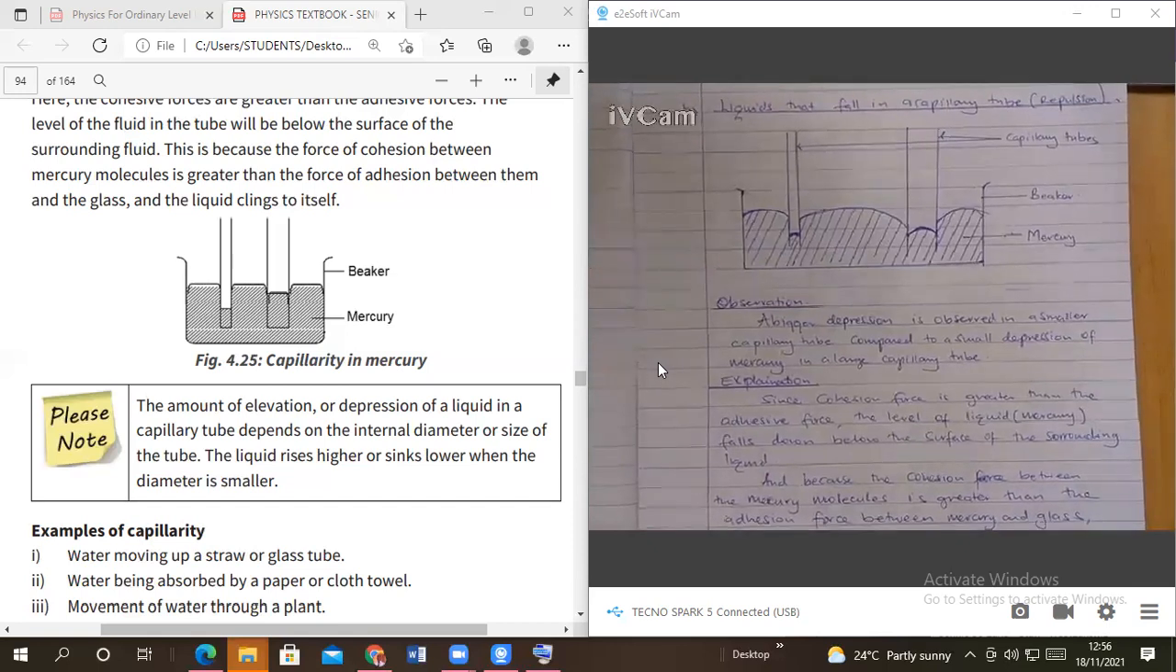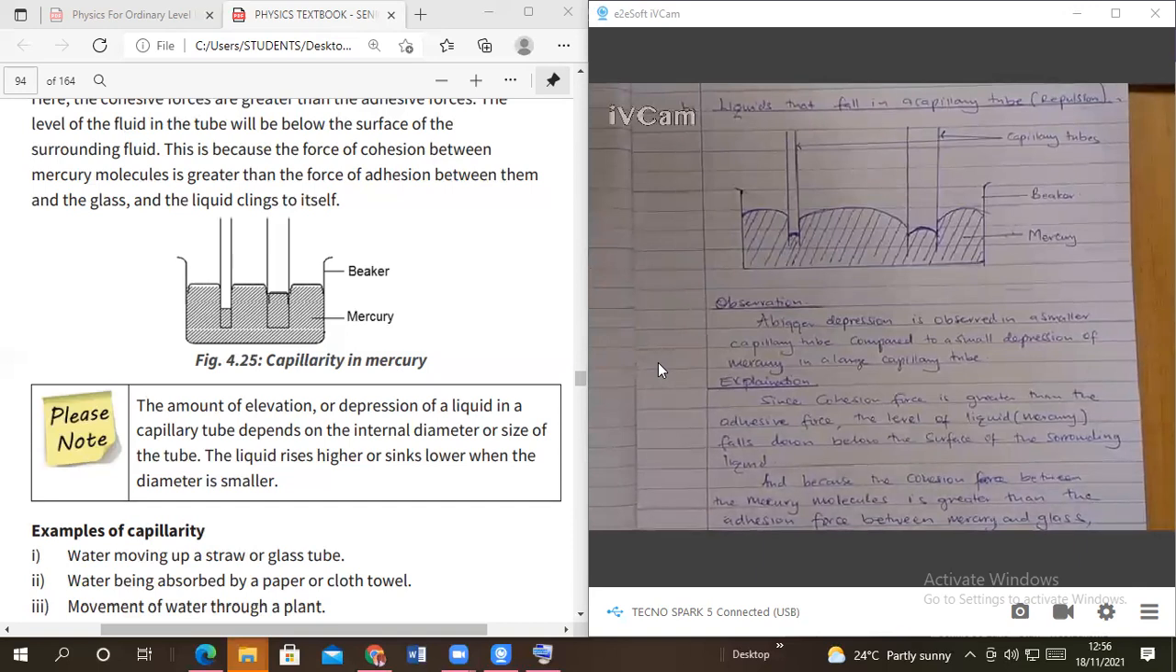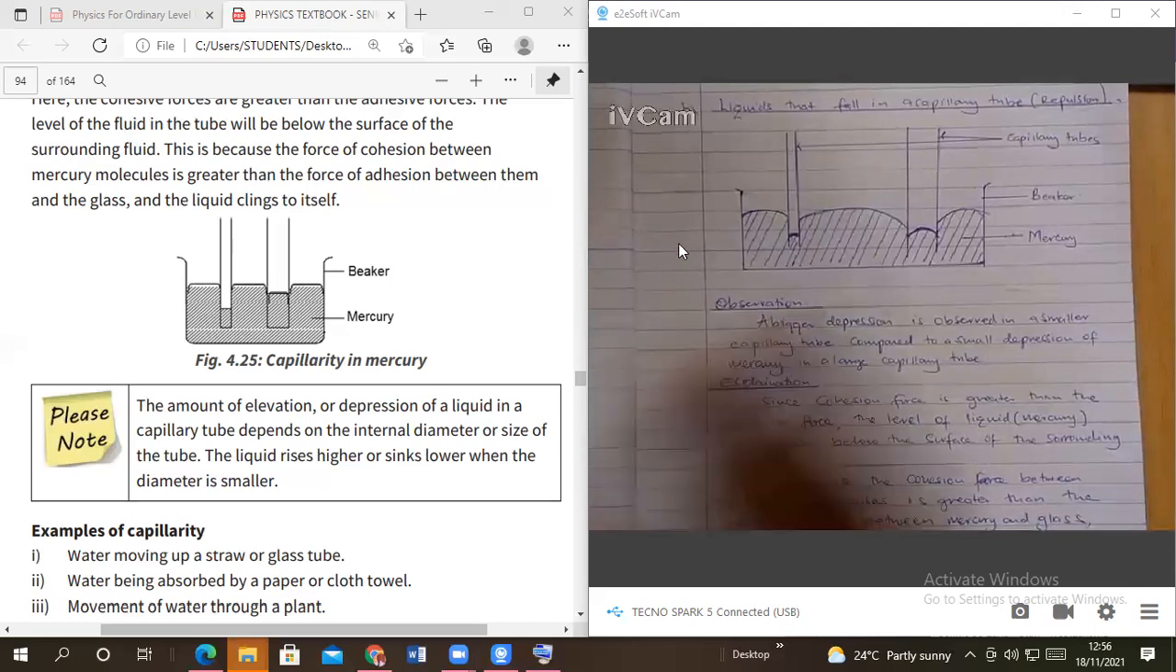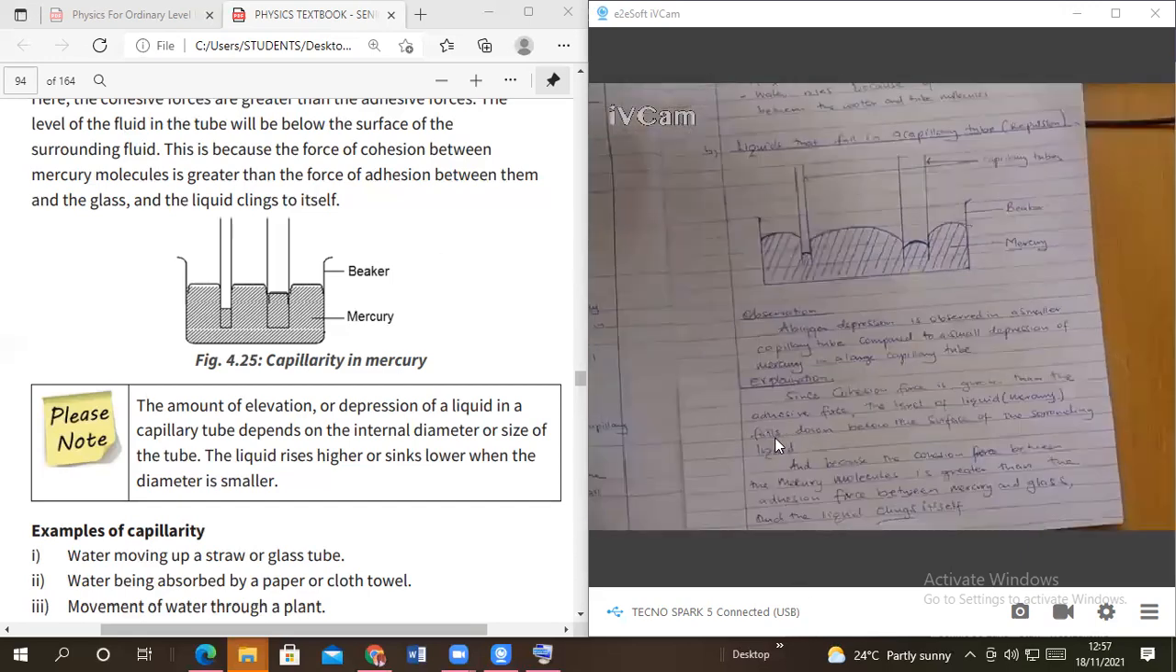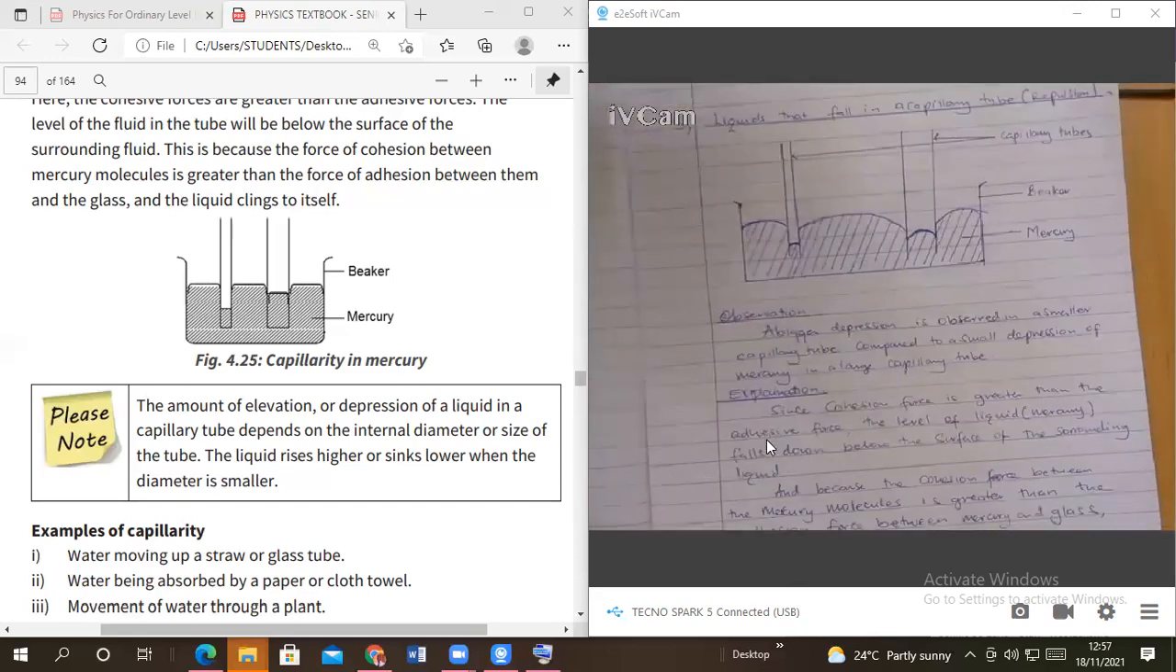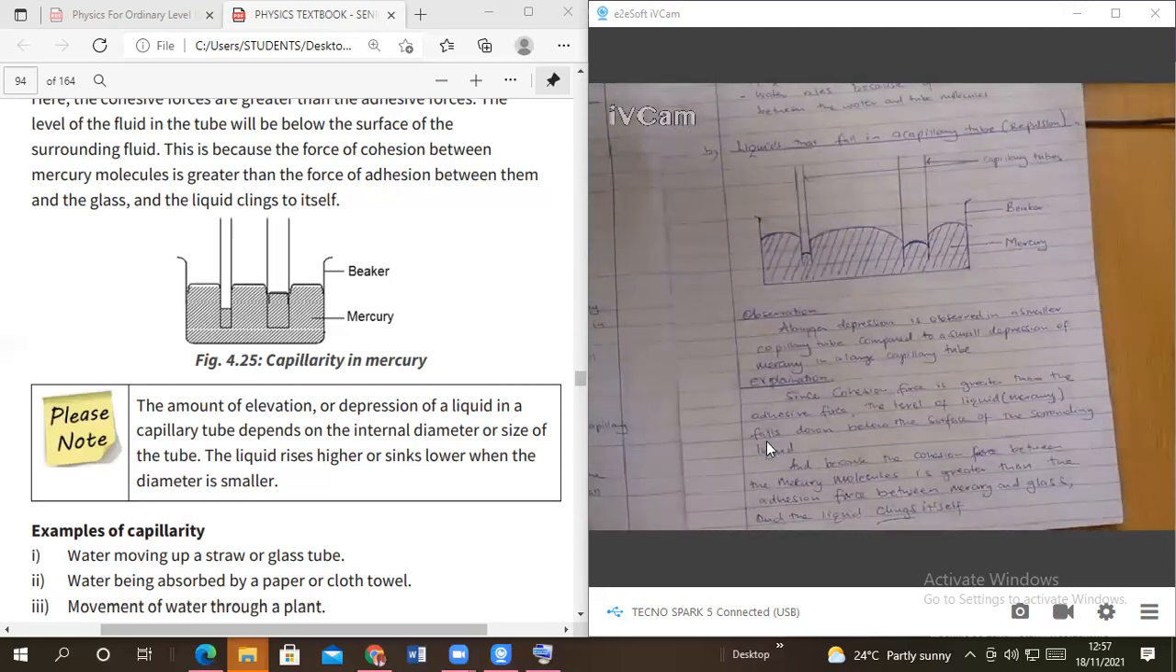Okay, between mercury and glass. Full stop. Therefore, the liquid, mercury, clings to itself. What do they say, cling? What's the meaning of the word cling? It tends to stay with itself. It's clinging with itself, not clinging with the glass, but it is clinging with its what? With itself. Okay.